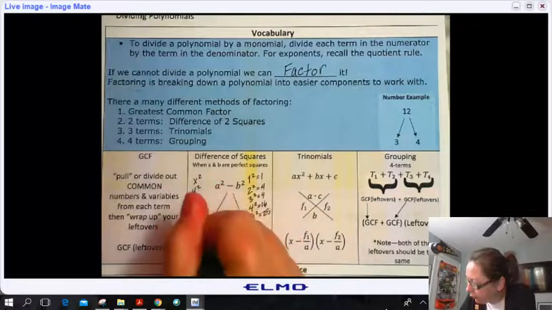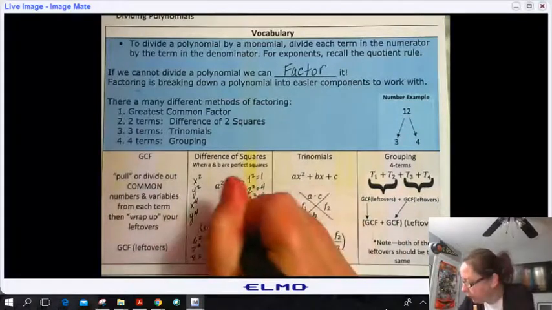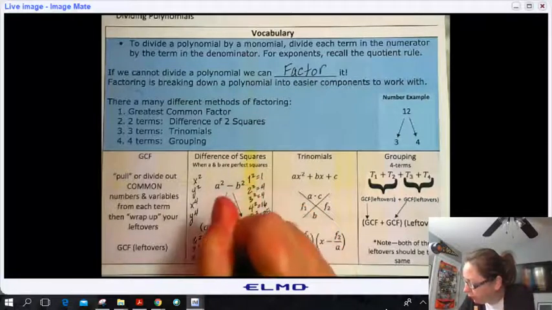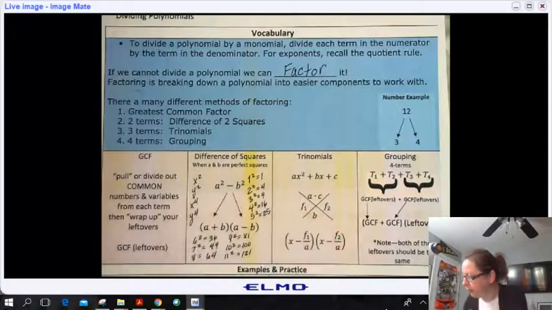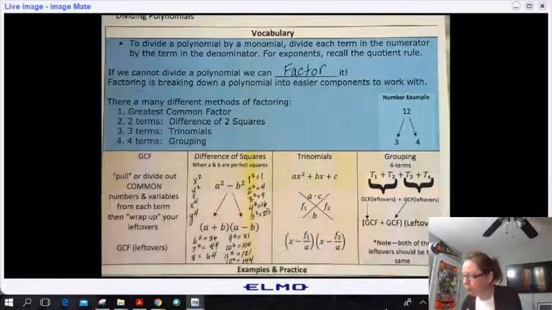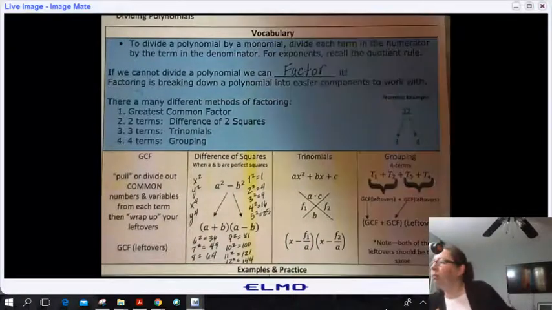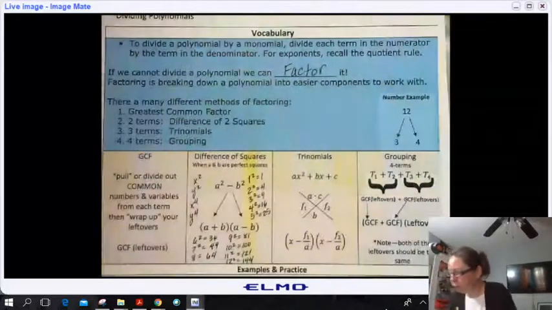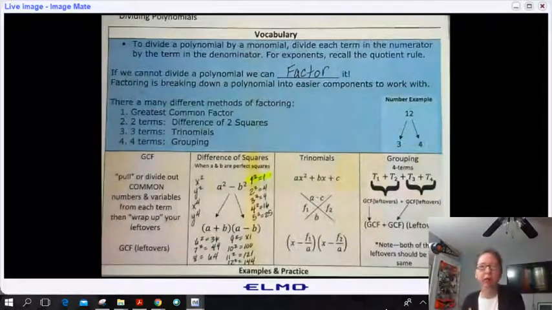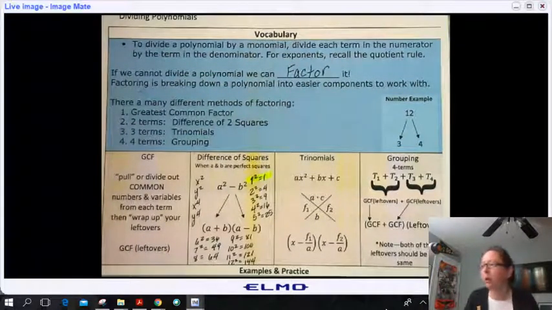6 squared, 7 squared, 8 squared, 9 squared, 10, 11, and then 12 squared is 144. Okay, so here's our list of perfect squares. The one that students miss most often is 1 squared. So if you want to highlight that one so that you remember it, we're going to look at some examples.